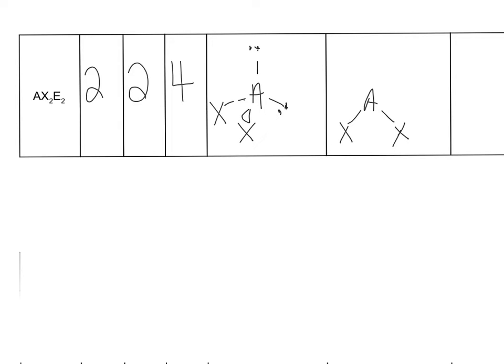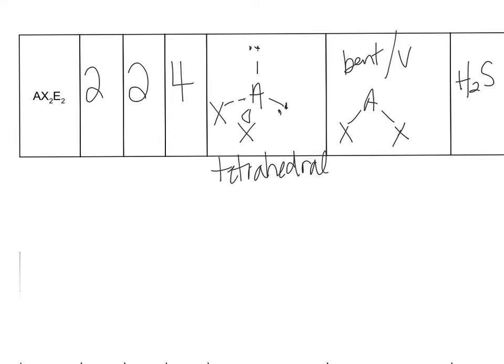So the electron pair geometry is tetrahedral for 4, but the molecular geometry is bent or V-shaped. And an example of this would be dihydrogen sulfide, H2S.